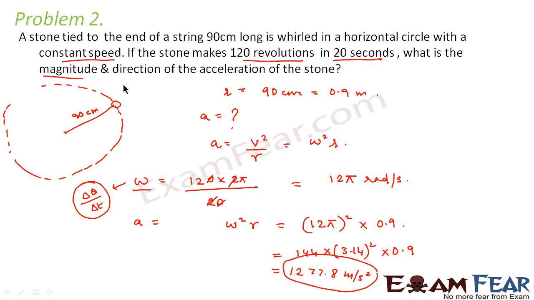Now what about the direction? As we already know, the direction of centripetal acceleration is always towards the center. So the direction will be towards the center. So I hope with these two problems you have got a better idea of how to solve questions on uniform circular motion.